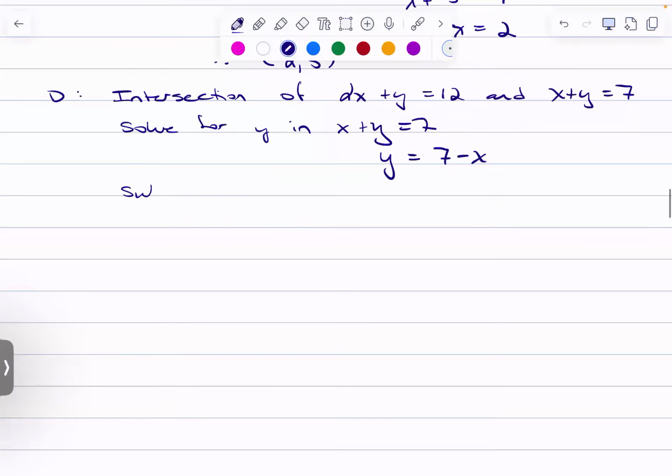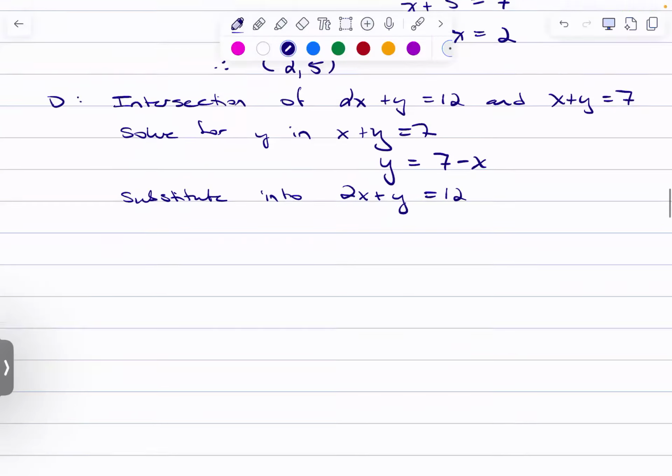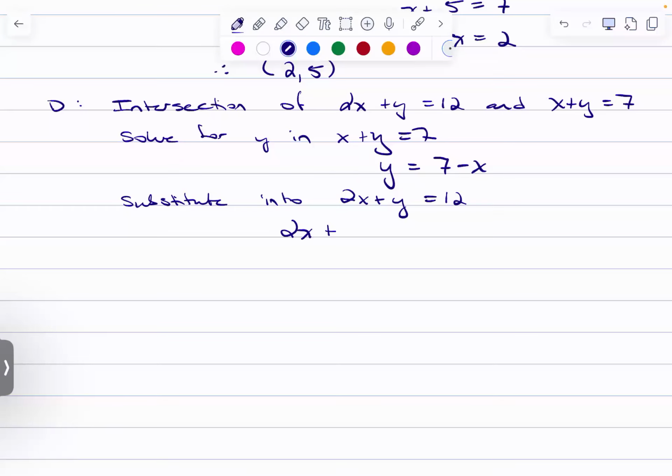And then substitute into 2x plus y is equal to 12. Then I get 2x plus 7 minus x is equal to 12. Same deal. 2x minus x puts me at x plus 7 is equal to 12. So again, x must be 12 minus 7, 5.